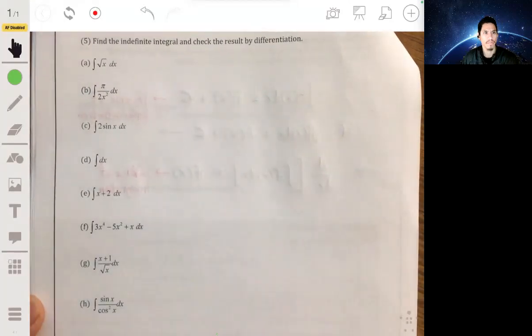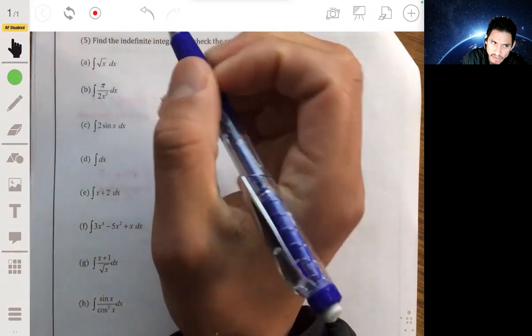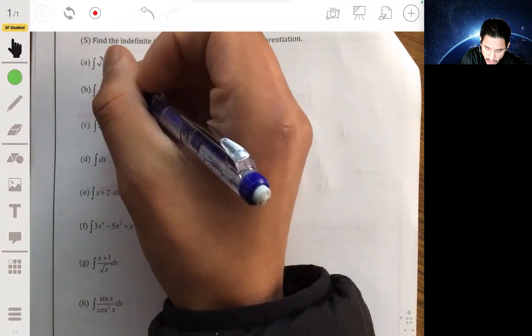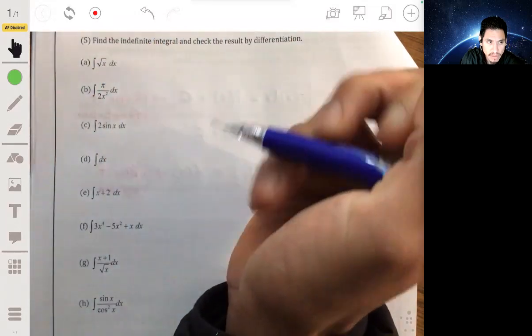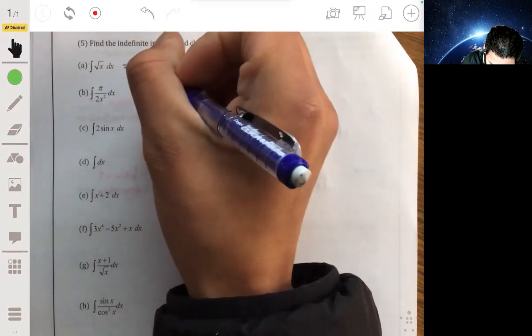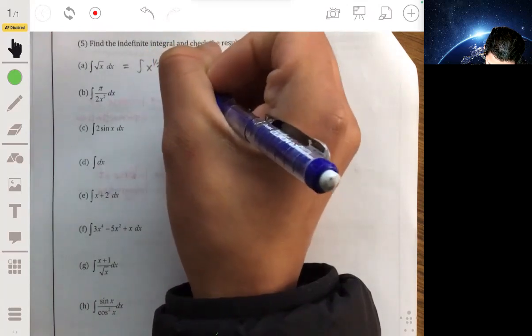All right, so I'm going to go over some basic integrals, and I'm going to show you a couple techniques on how we can solve and find the antiderivatives, so to speak. Okay, so first we have the integral of the square root of x dx. A good idea here is to rewrite this using exponents. So we have the integral of x to the 1/2 dx.